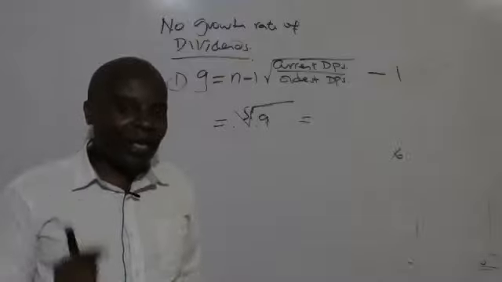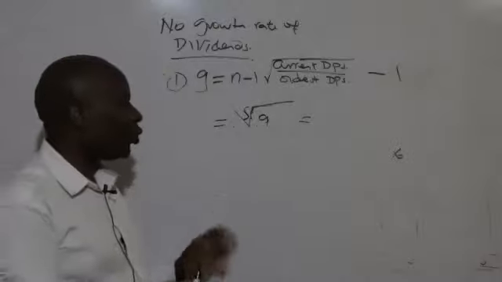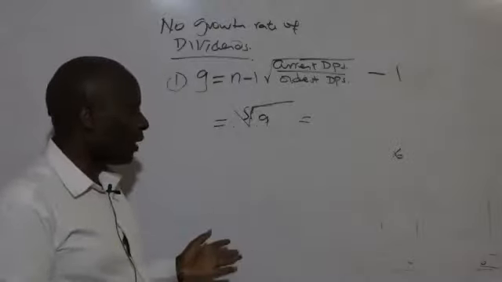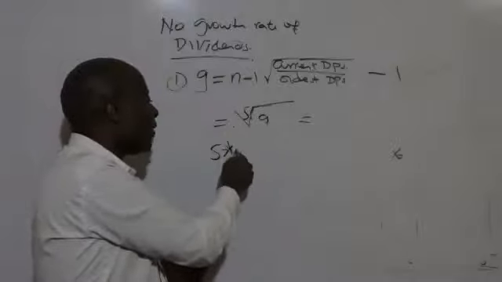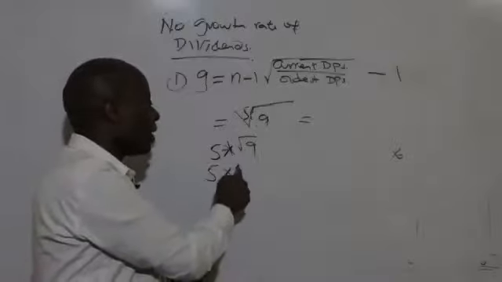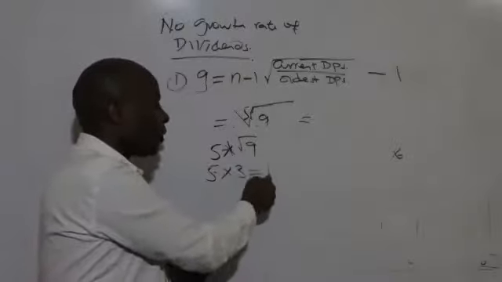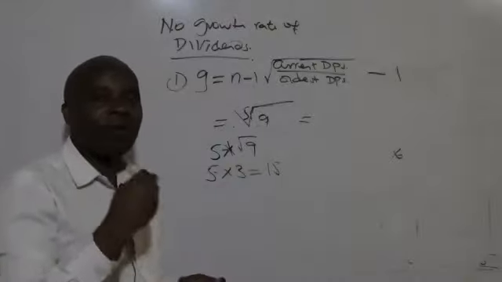Now, for the many years that I've marked CAPTAL exams, I've never understood why students do this. You will find a student telling you, teacher, it is the same as saying 5 times the square root of 9, or 5 times 3, and that is how they get 15. Ladies and gentlemen, the fifth root is something that is very different.